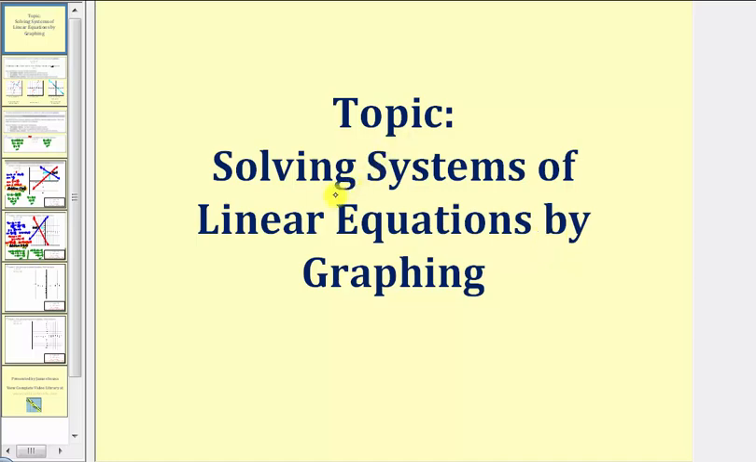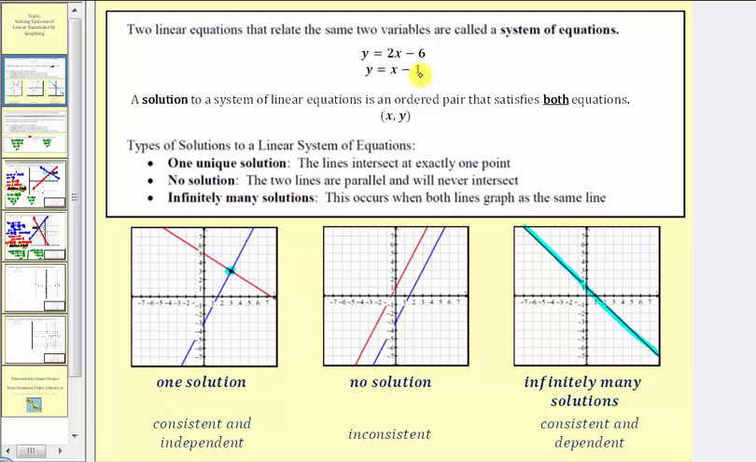Welcome back to part 2 of our lesson on solving systems of linear equations by graphing. For a quick review, to solve a system of linear equations by graphing, we graph both linear equations on the same coordinate plane, and there are three types of solutions.